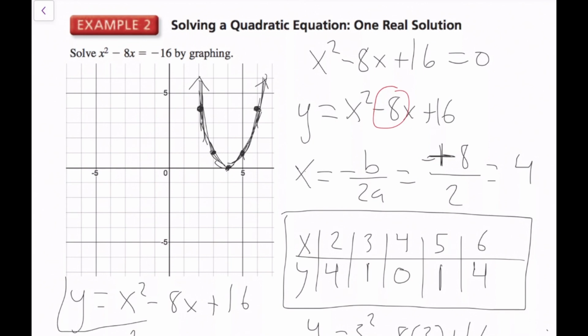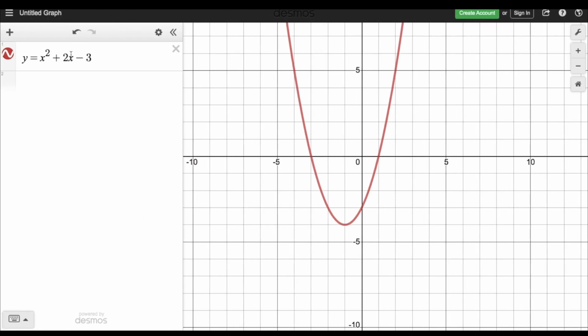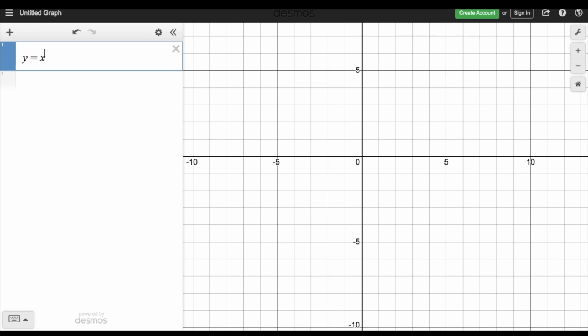Now to graph this function on Desmos, I'll show you guys what it looks like. So I'll type in the function y equals x squared minus 8x plus 16. And we see right here that this point is just touching the x-axis, and there's no negative points, so it looks just like our graph. So once again, if you're allowed to use a graphing calculator, this is a much easier way to do it, but it is necessary to learn by hand as well.